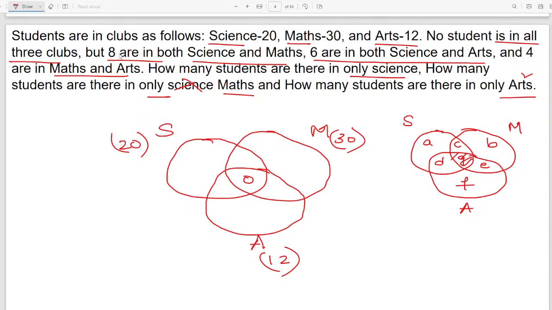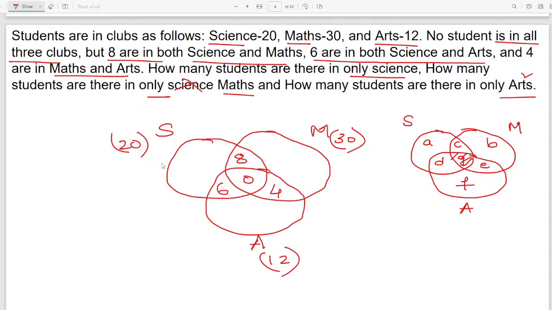They are saying that 8 students are both in science and maths, so 8 would be here. And then 6 are in both science and arts, 6 students. And then they are saying that 4 are in maths and arts.